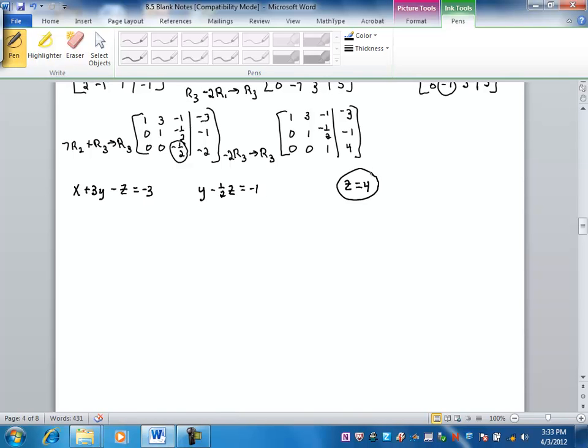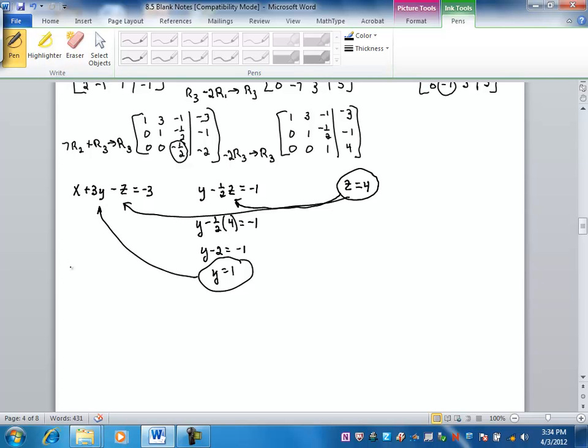Well, this is good news. We found z. Notice if we know z, and we do, we can plug it in right here. y minus 1 half times 4 equals negative 1. y minus 2 equals negative 1, so y equals 1. Now we found z, and we found y. I can plug that in here.